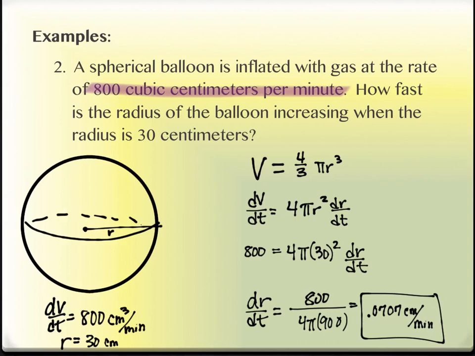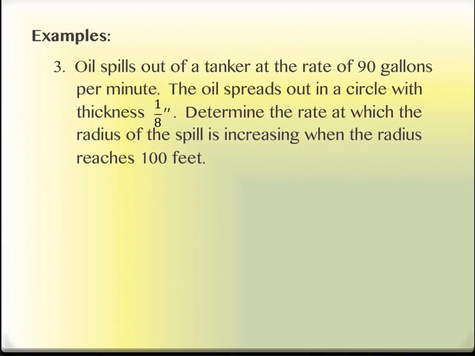Okay, the last one is the most interesting and maybe the most applicable, I guess, to some degree anyway. They all have application, but oil spills out of a tanker at a rate of 90 gallons per minute. Can you picture it happening? At least half of you guys are going to be engineers, right? Can you picture it happening? Okay. The oil spreads out in a circle with a thickness of 1/8 inches.